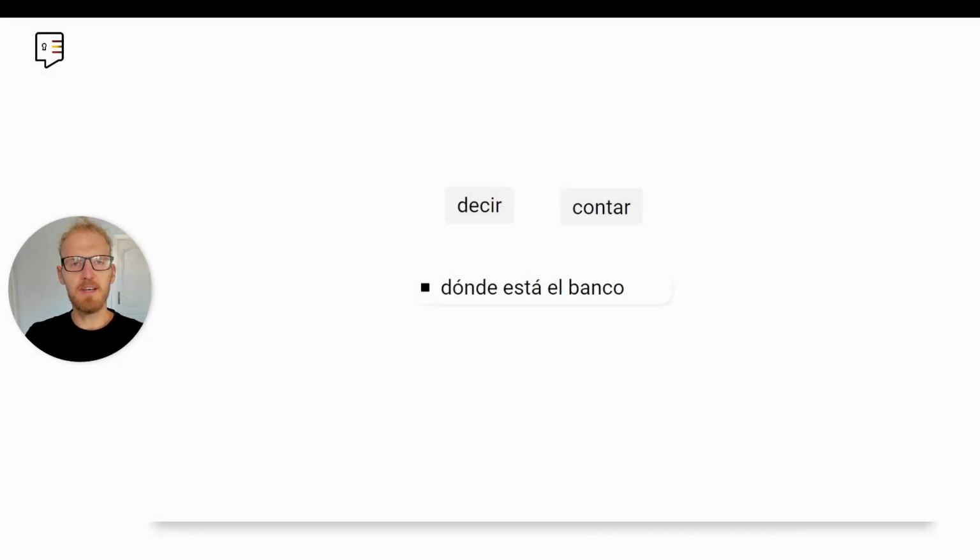The situation is, ¿dónde está el banco? Where is the bank? In this case, what's the verb that makes sense? Is it decir dónde está el banco o contar dónde está el banco? Well, it would be decir. It's a specific kind of information. With una historia, ¿es decir una historia o contar una historia? Or to tell a story, it would be contar una historia.